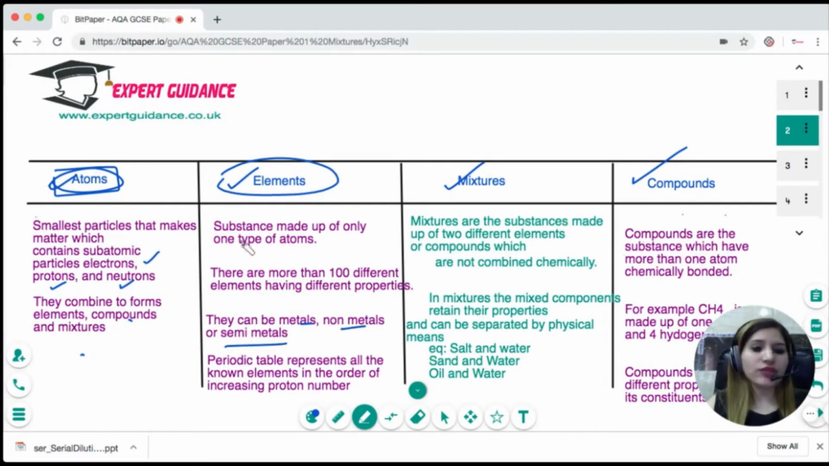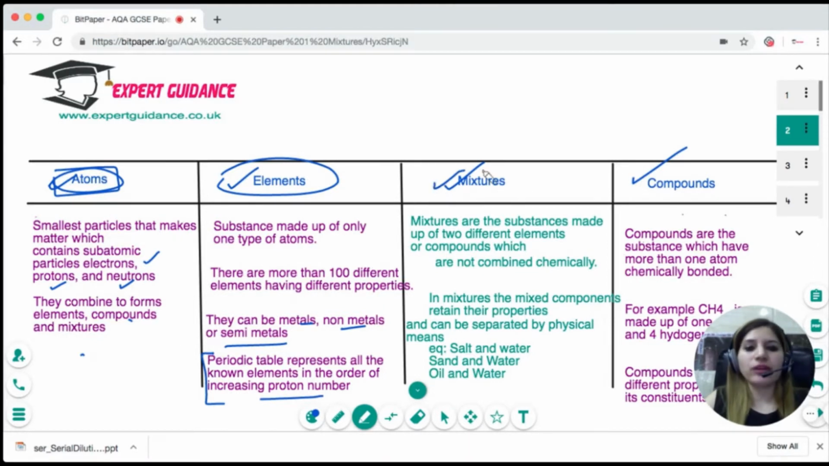And where do we find all the elements? We can look at all the elements in the periodic table, which represents all the known elements in the order of increasing proton number. So we'll be looking next, in further videos, at what a periodic table is and what information it gives us.